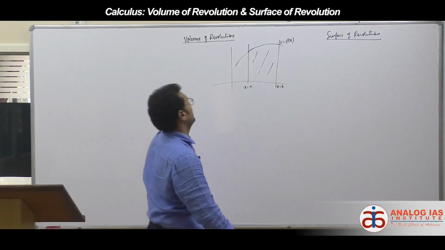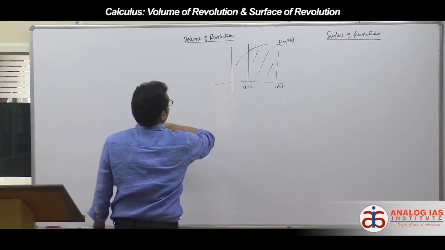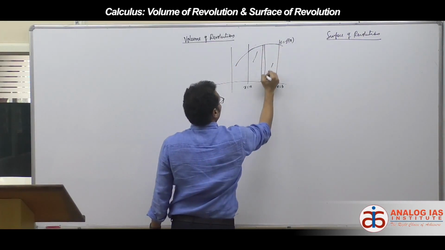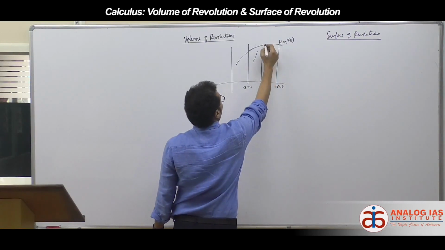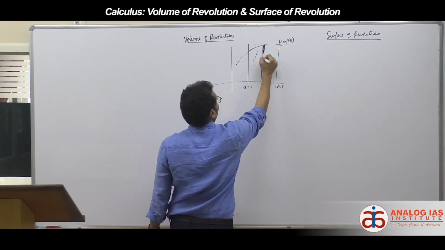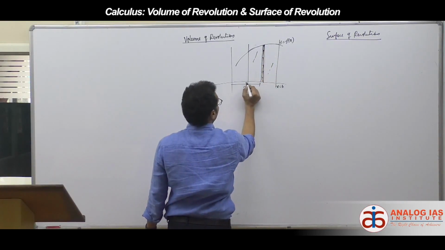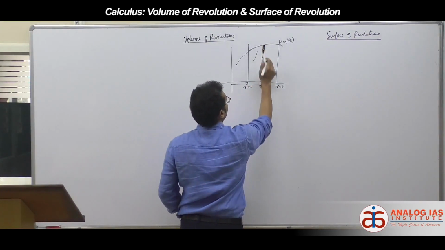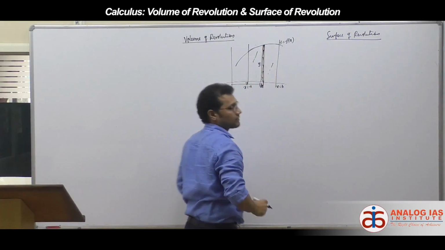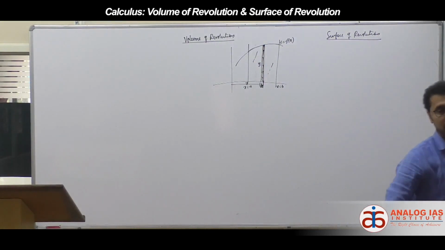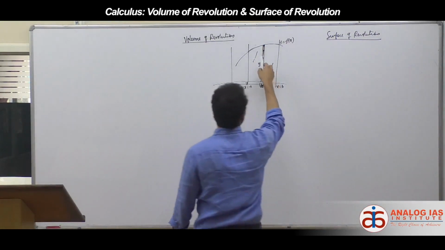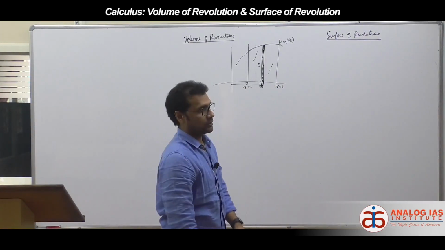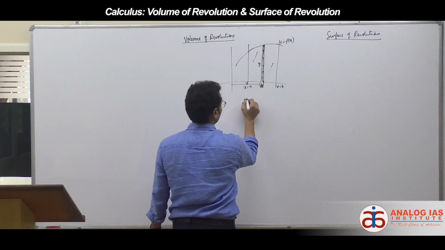Two questions. One: when I talk about volume of revolution, I will consider a strip at some x. This is dx, suppose. Since it is at x, the height of the strip would obviously be y. I can treat this as a rectangular strip. If this rectangular strip is revolved about x-axis, it gives a circular disc of certain volume. What would be the volume of that circular disc? The volume of that circular disc will obviously be pi y square dx.